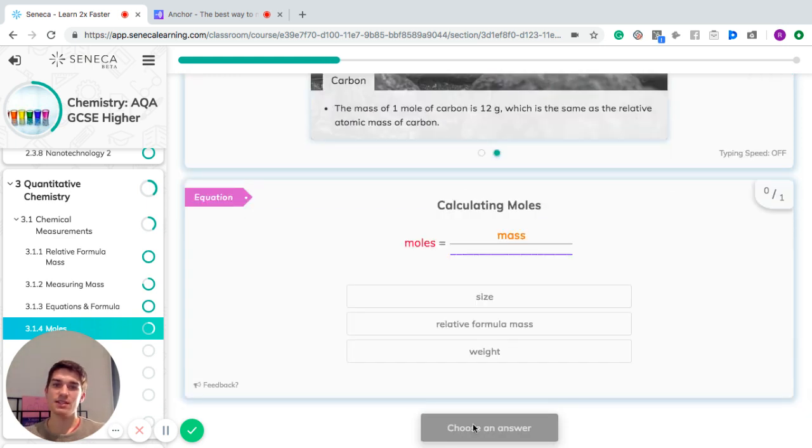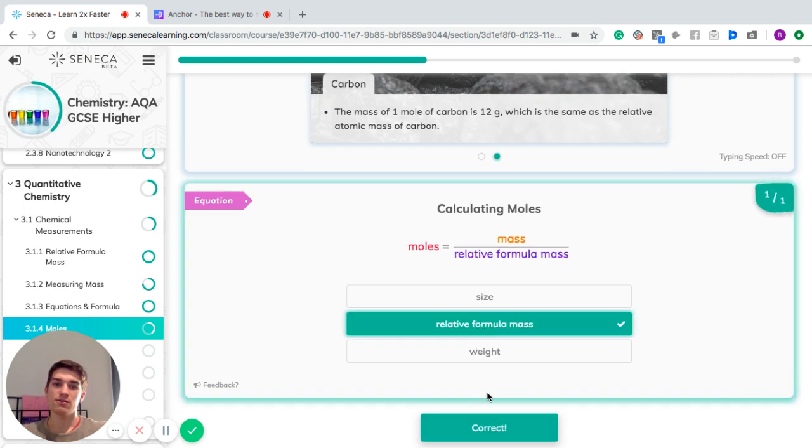So when we're calculating moles, we need to know that there's a formula. Moles is equal to the mass divided by the relative formula mass.